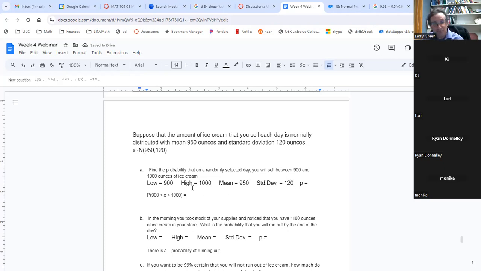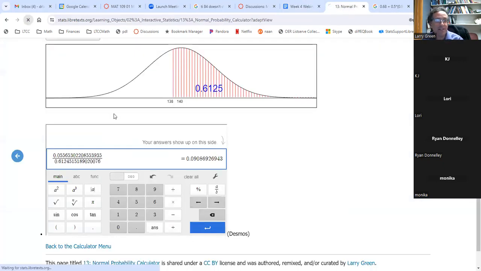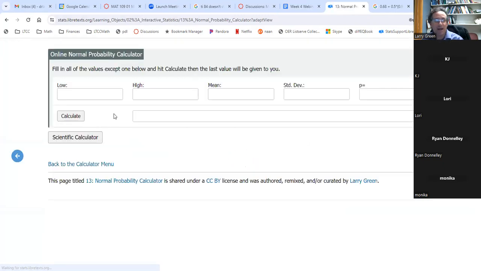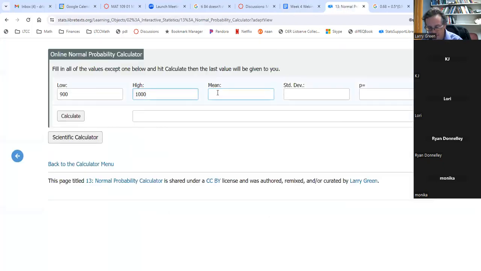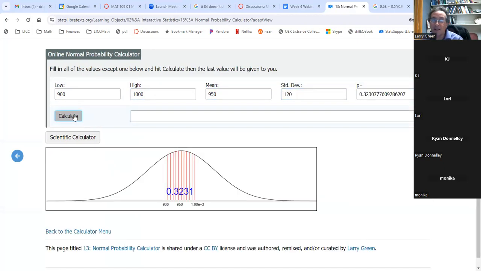And now I just put in the calculator. So 900 and 1,000. I'm going to refresh so I can get that popped in. 900, 1,000. The mean was 950. Standard deviation was 120. Okay, calculate. There's my probability. About 32% chance. Any questions on that example?